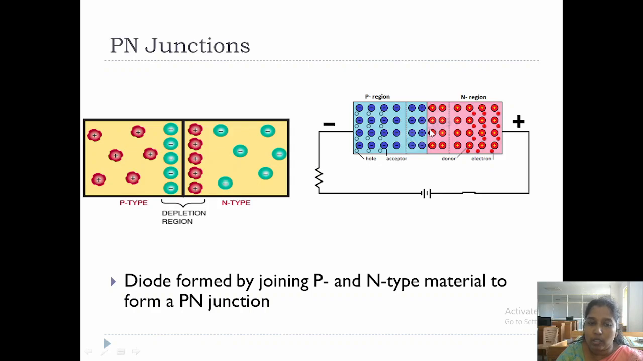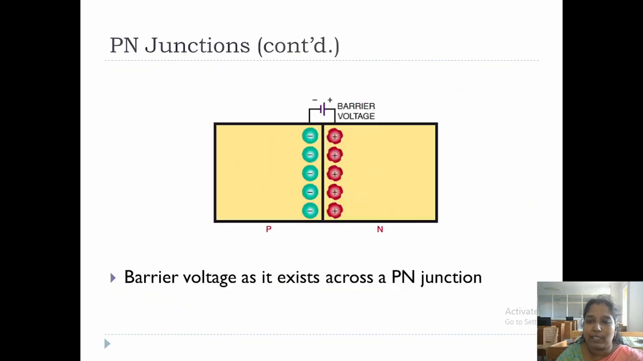These immobile ions create the barrier potential for the minority carriers, so that they are not able to diffuse from one side to another. This barrier potential is also known as the built-in potential. Because of these immobile ions, the electrons present in the n-type and the holes present in the p-type cannot move. So a barrier potential, or barrier voltage, is developed across the junction. We call it the barrier voltage.